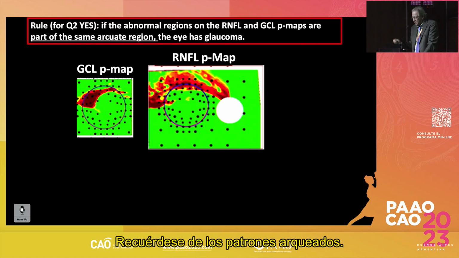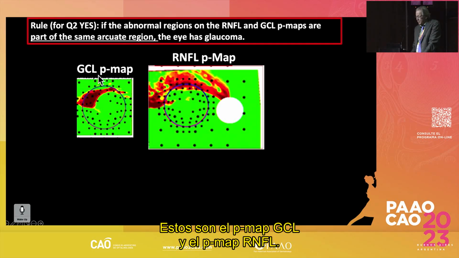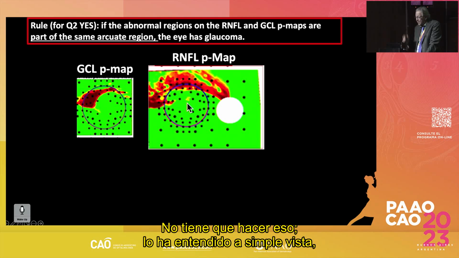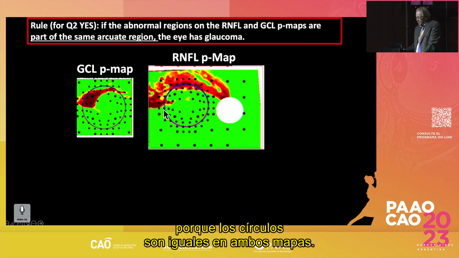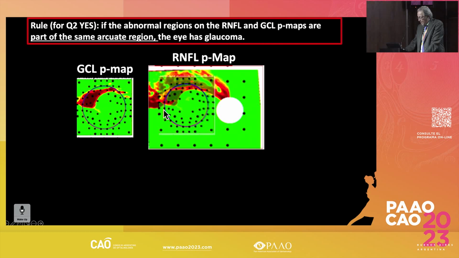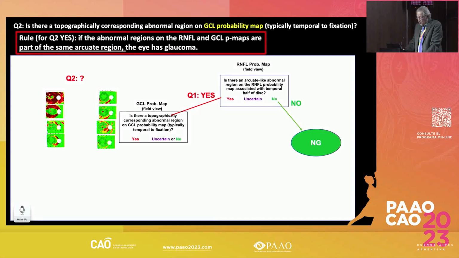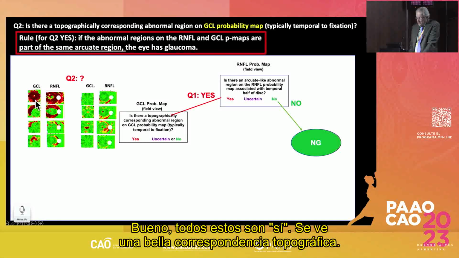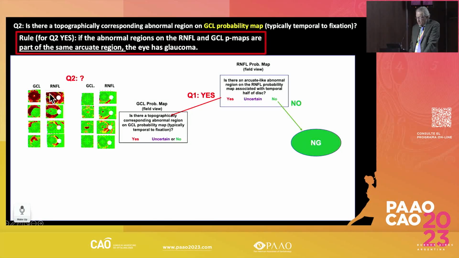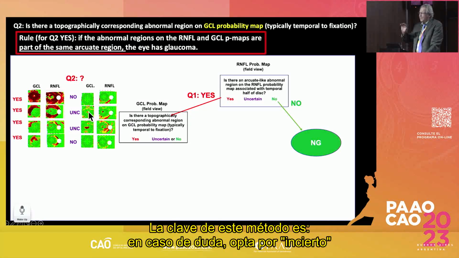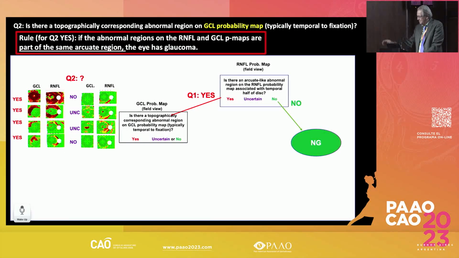Remember the arcuate patterns. Here's the ganglion cell map, here's the retinal nerve fiber layer map. If you were to put them on top of each other, it's all part of the same region. You don't have to do that, you can just do it by eye because these circles are the same on both maps. Let's apply that. These are all yes for question 2. You can see nice topographical correspondence. These are either no or ambiguous. And again, the secret to this method is when in doubt, say uncertain, because you'll get another chance.